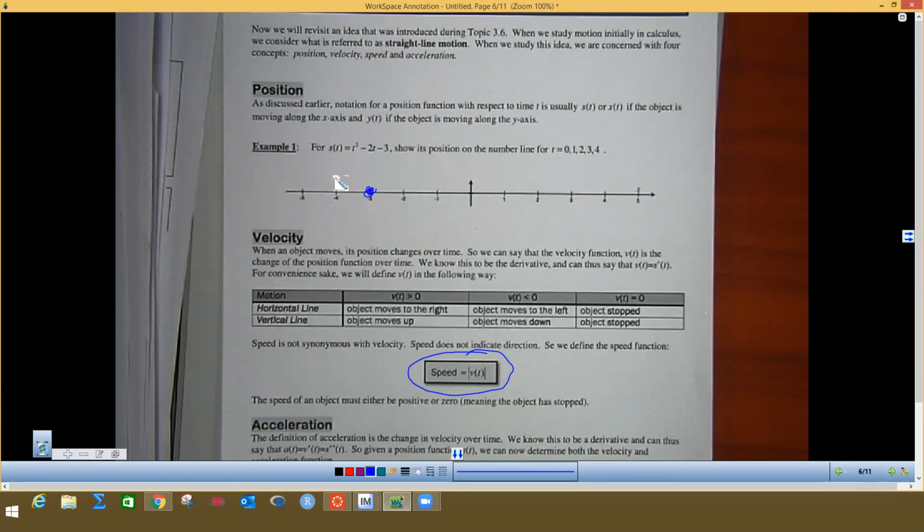Okay, and then at time 1, we're going to plug a 1 in there. We're going to get 1 minus 2 minus 3, which would be -4. So at time 1, we are here. So at time 0, we're over there to the left. Time 1, we're at -4. And we're just going to continue to put those numbers inside the problem to get this stuff.